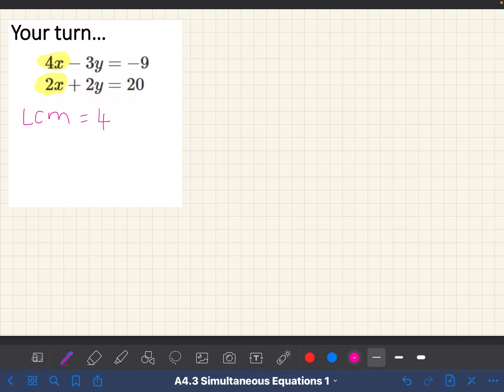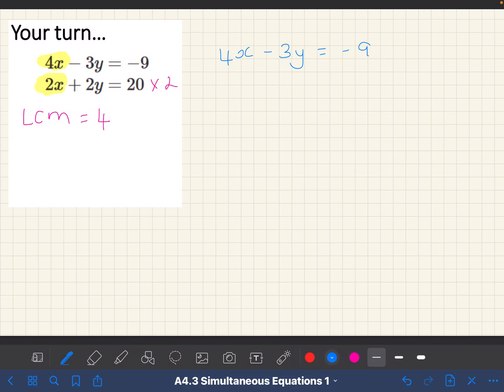Now, just to make it clear, I'm going to write the 4x minus 3y equals minus 9 down straight away, and I look to see how do I make this 2x equal to 4x. I would do that by multiplying 2x by 2 to give me the 4, but that means I need to multiply the plus 2y by 2. And I'd also need to multiply the 20 by 2. So we're going to do that together now. So multiply everything by 2.